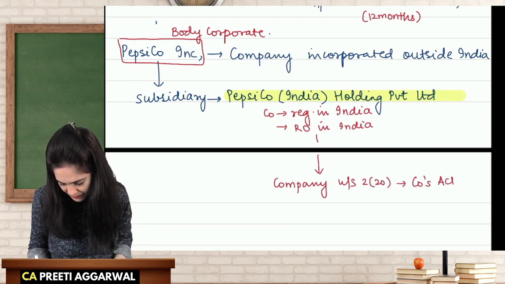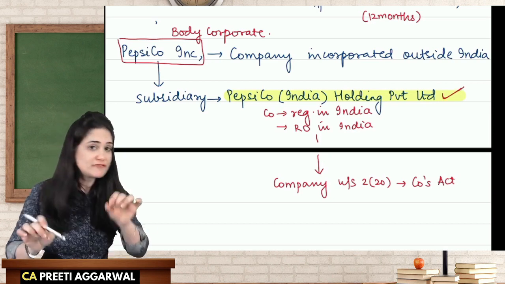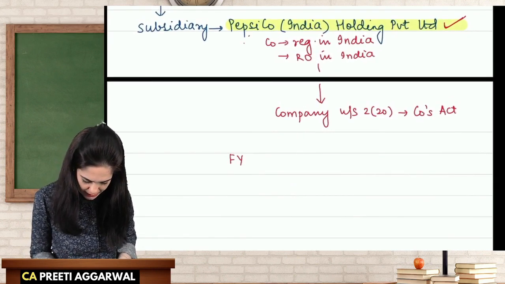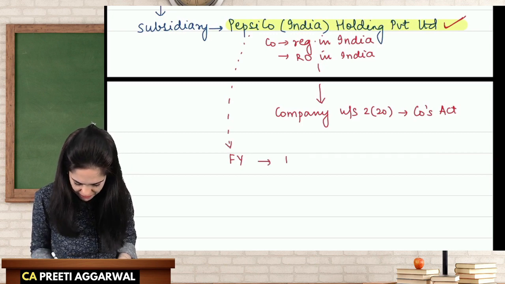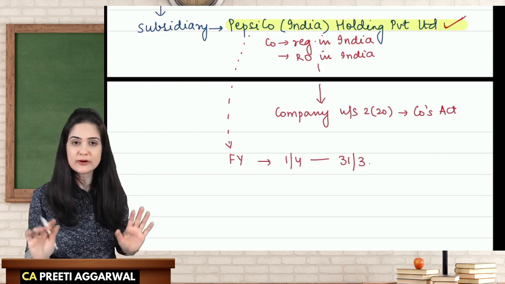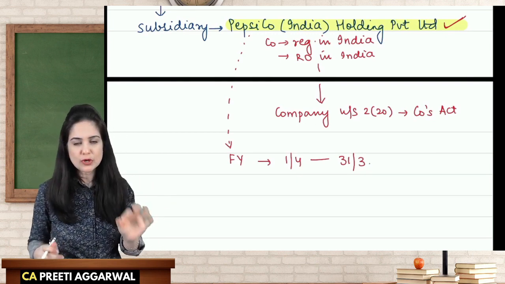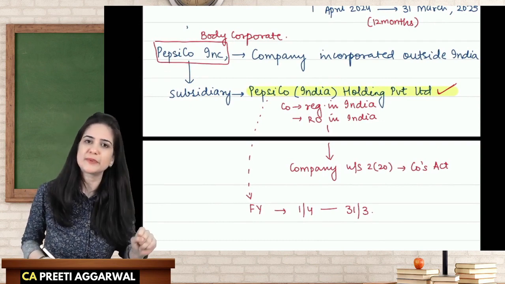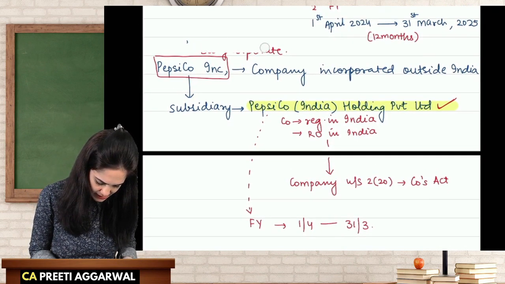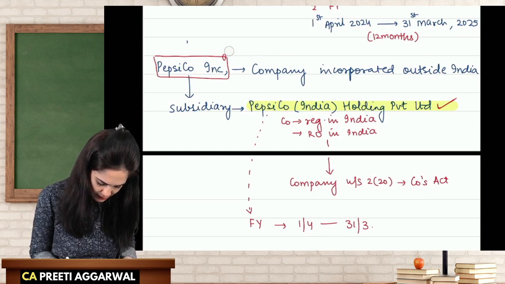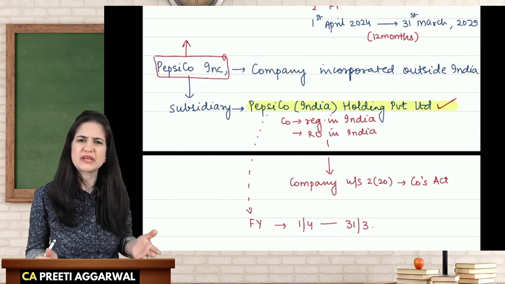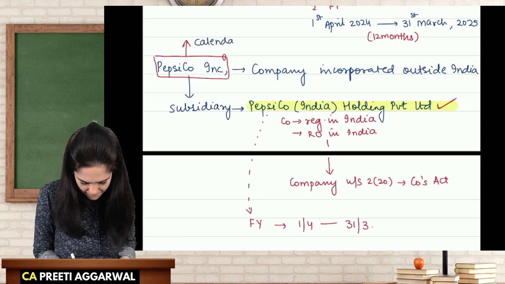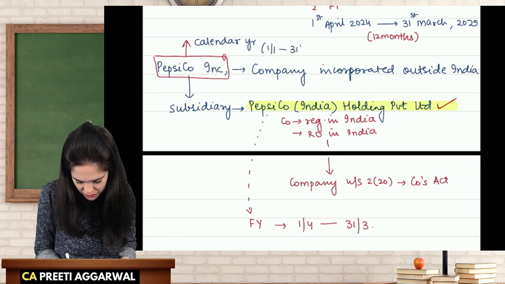So it means the Companies Act will apply to this subsidiary, and if the Companies Act is applying to this subsidiary, it means that the financial year of PepsiCo India Holdings Private Limited will be from 1st of April to 31st of March. Agreed or not? Because the Companies Act is applicable to you, your financial year will be from 1st April to 31st of March. However, your parent company is following the calendar year. Why? Because that is how the accounts are made in that particular country where it is incorporated. So they are following the calendar year, that is from 1st of Jan to 31st of December.